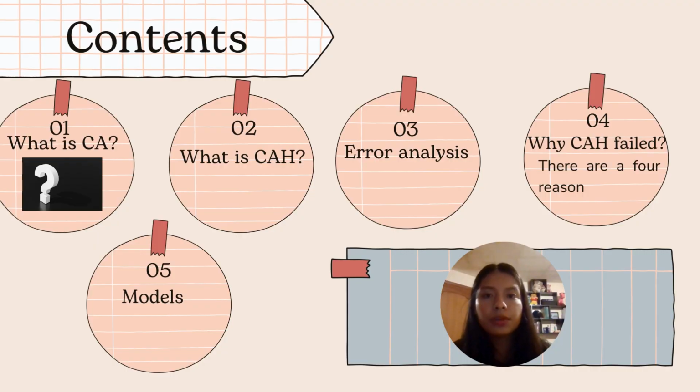For this topic we have five contents. The first is what is CA. The second is what is CAH. The third is error analysis. And the fourth is why CAH failed. And finally is models. Let's go with the first content.